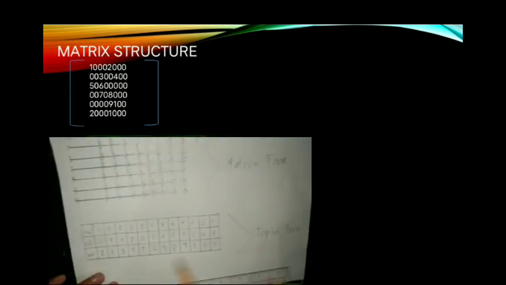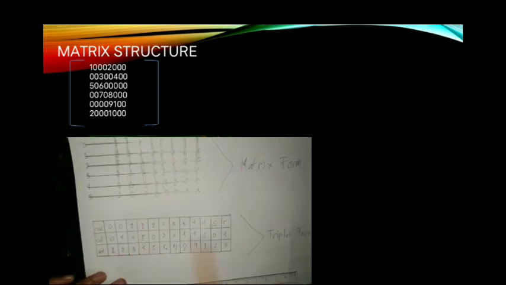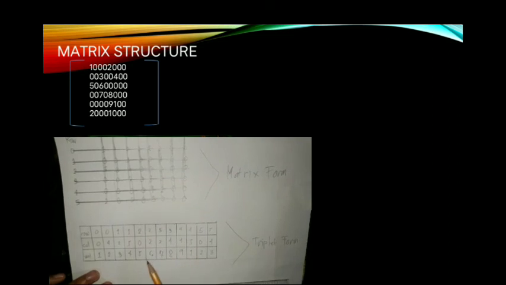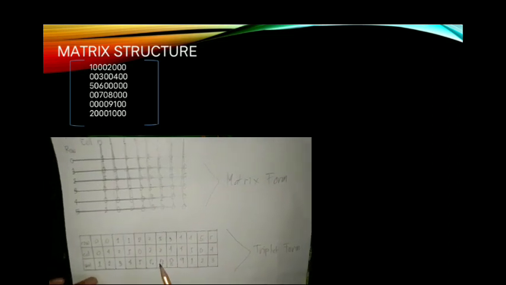So here, as we can see, our triplet form is now complete. So it is the non-zero elements.